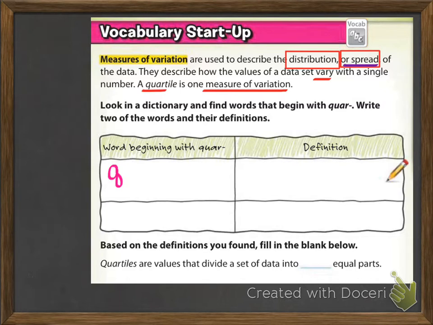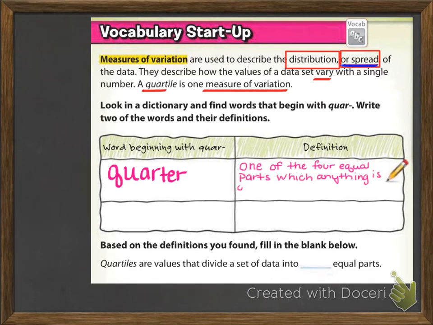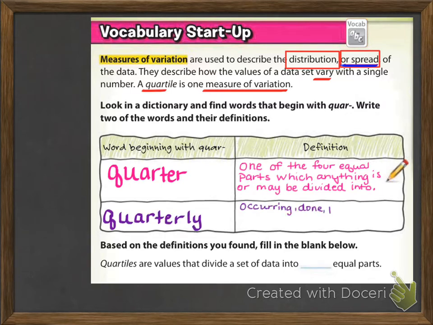So now they want you to look in the dictionary for words that begin with quar. So the first word that we have here is quarter, and a quarter, just like you know with money, is one of the four equal parts which anything is or may be divided into. So quarter has four equal parts, or a quarter is 1/4 basically of the whole. And then the next one is quarterly. And quarterly actually means that it's occurring, done, or paid, etc., at the end of every quarter of a year. So that means every 3 months it is going to be paid, and that's because you have 4 quarters in the year. 12 divided by 4 equals 3 months.